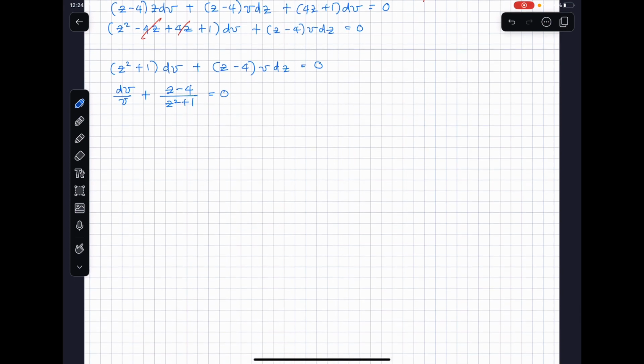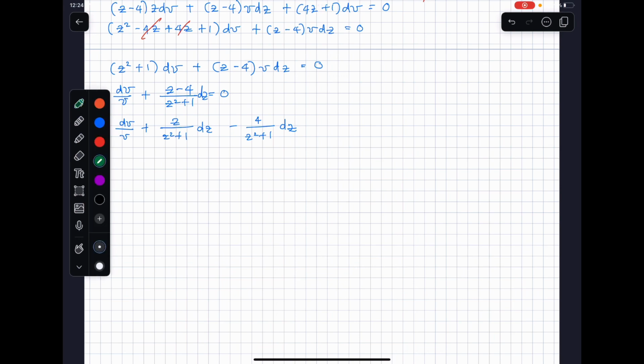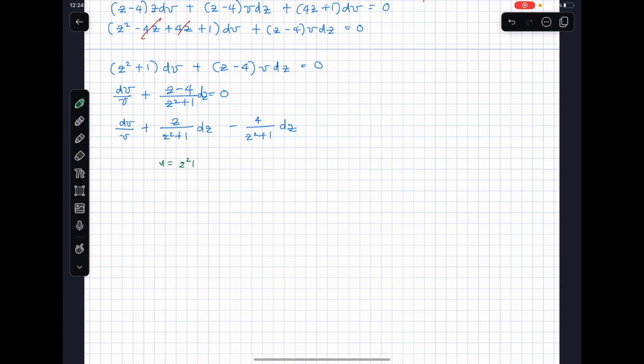So to integrate this, we can separate the second term. So dv over v plus, this is the same as z all over z squared plus 1 dz, then minus 4 over z squared plus 1 dz. So from here, so this one, so we have u as z squared plus 1. So therefore our du would be 2z dz. So making our neutralizing factor to be 1/2.